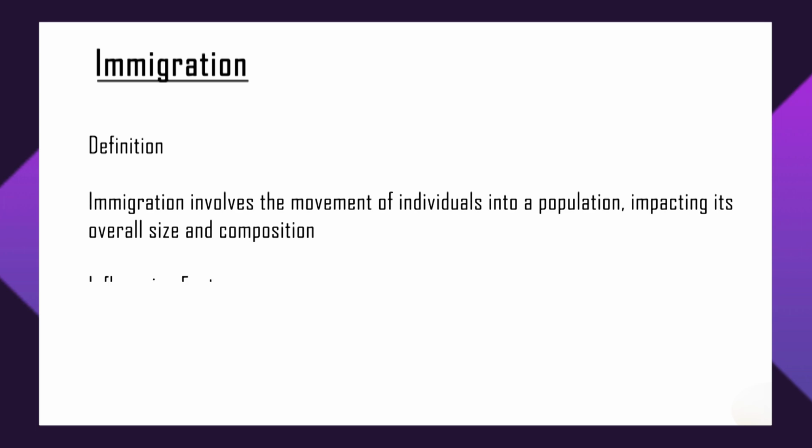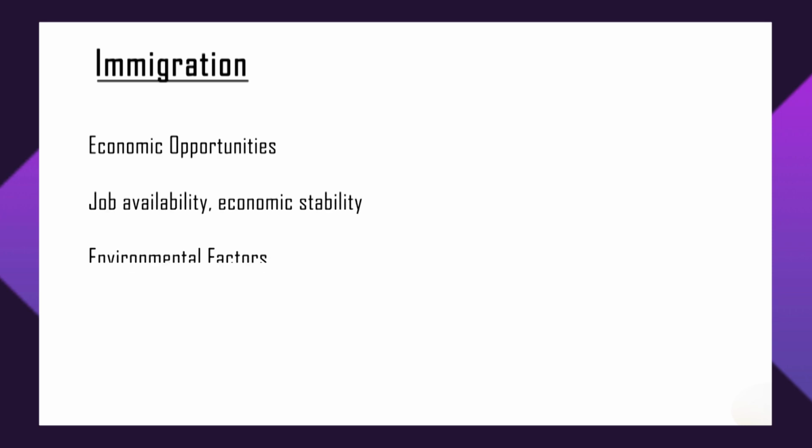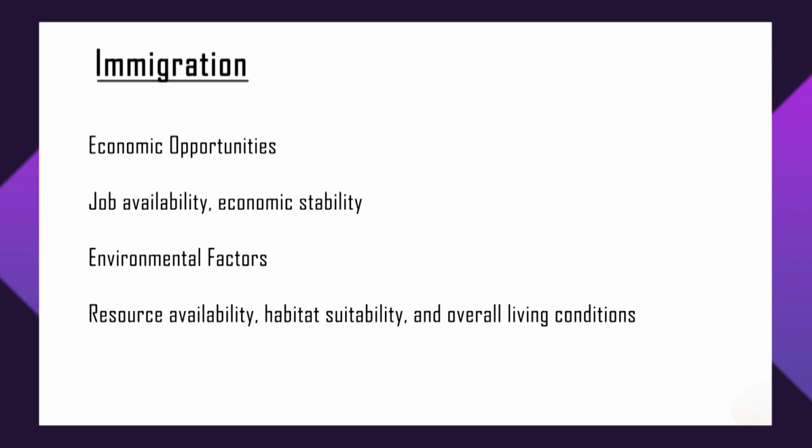Another important aspect is immigration. Immigration involves the movement of individuals into a population, impacting its overall size and composition. What are the factors it is influenced by? One such factor is economic opportunities. Job availability and economic stability influence the rate of immigration. There are also environmental factors, such as resource availability and habitat stability or suitability.